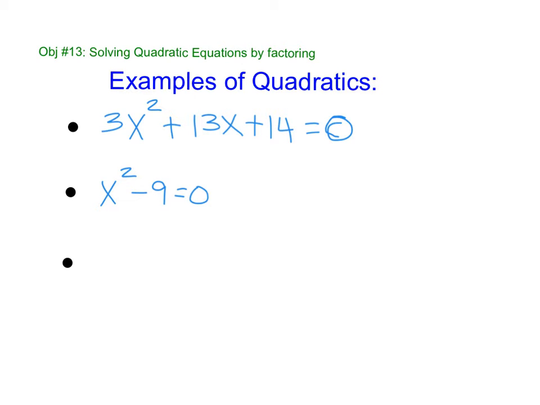And then you can have it where instead of a 0, x squared minus 9x plus 1 equals 5x minus 2x squared, or something like that. As long as the highest power is x squared, it is a quadratic, and there's an equal sign.